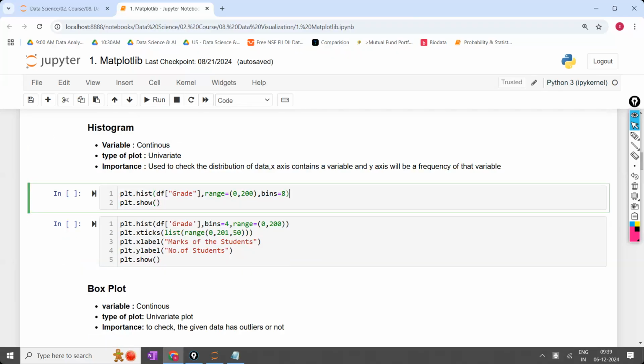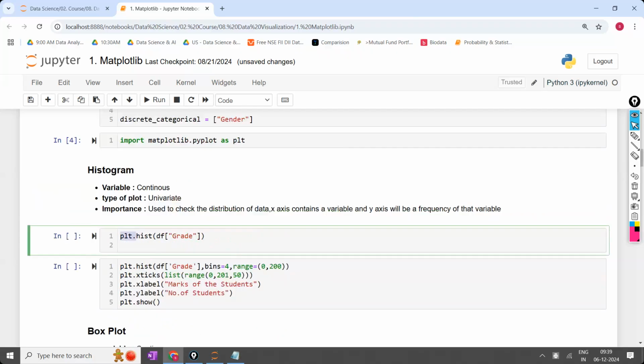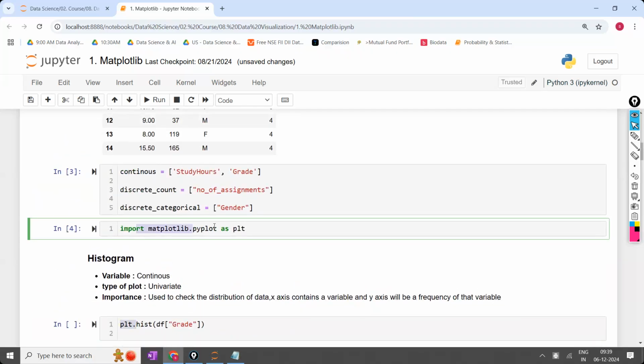Right? So here I'm going to consider the grade column, df of grade. plt.hist is the function. What is plt? I have imported matplotlib.pyplot as plt. So matplotlib, okay. What is matplotlib first? Mat means mathematical. Plot means plotting. Lib means library. Mathematical plotting library.